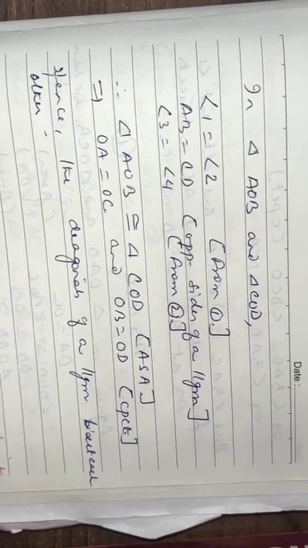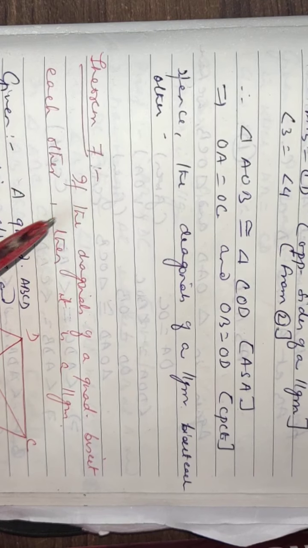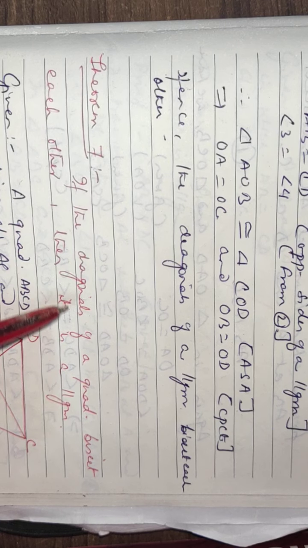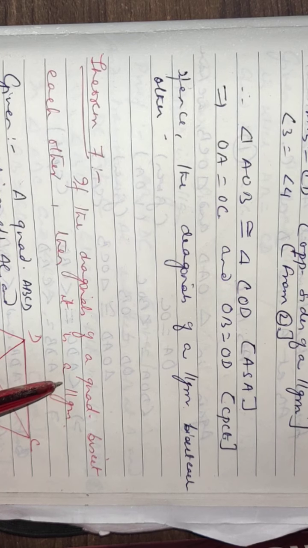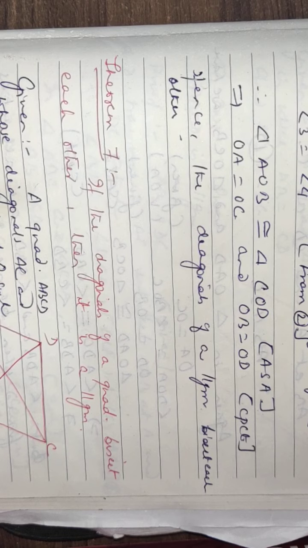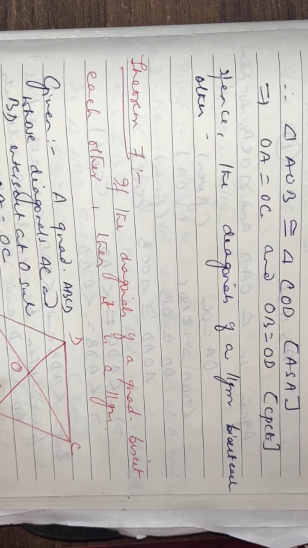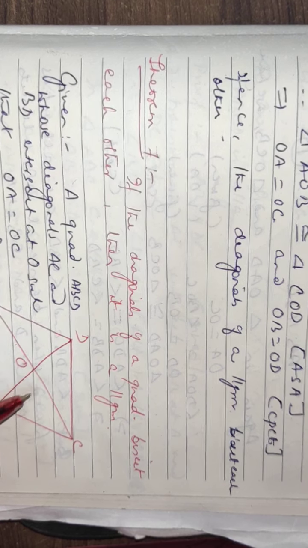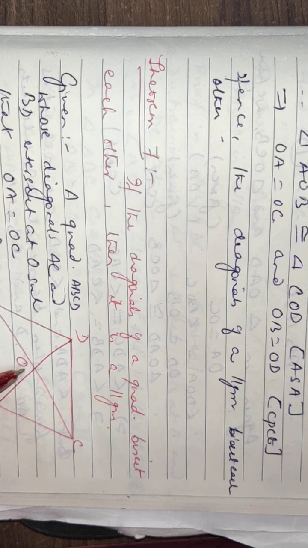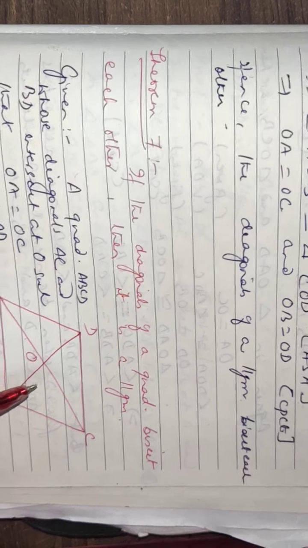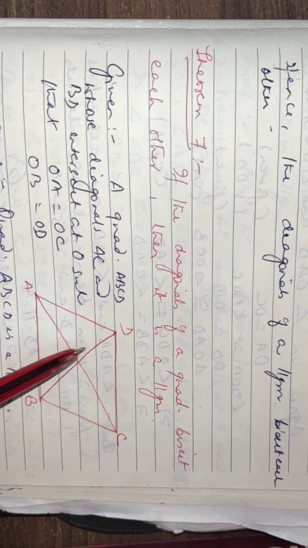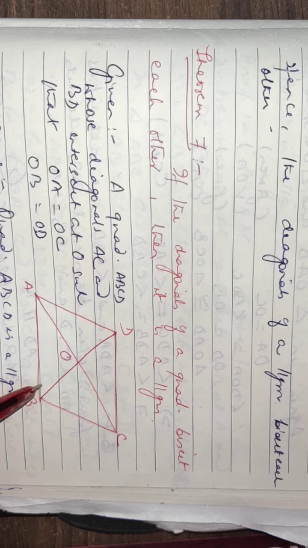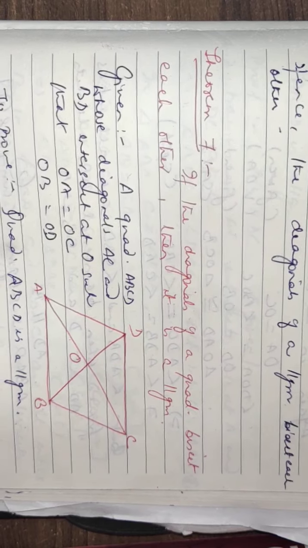Now let us prove Theorem 7. According to this theorem, if the diagonals of a quadrilateral bisect each other, then it is a parallelogram. So what is given? That ABCD is a quadrilateral whose diagonals AC and BD intersect at O such that OA equals OC and OB equals OD. We have to prove that this quadrilateral ABCD is a parallelogram. So let us now prove it.